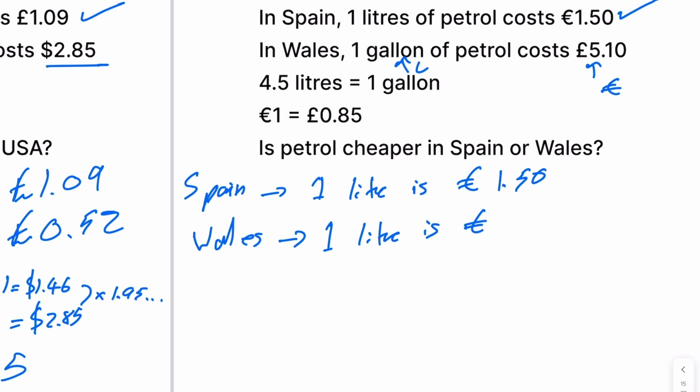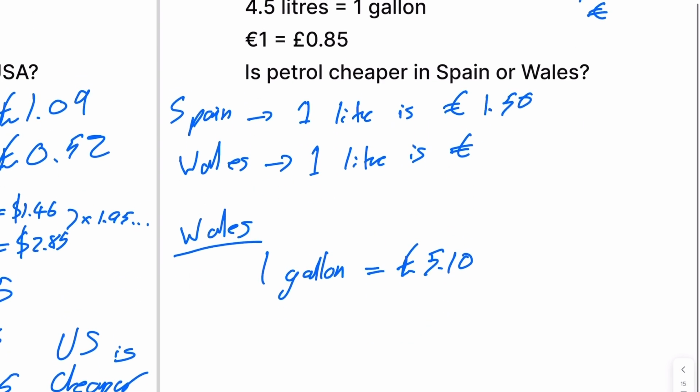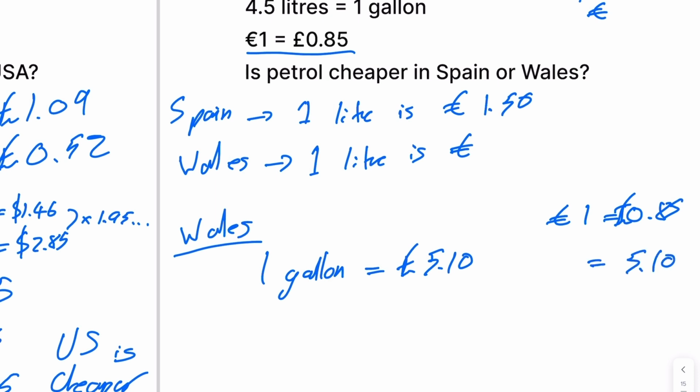So we can see that in Wales, so if I just write that here, so it's clear that I'm working out for Wales, you know that 1 gallon is equal to £5.10. Now let's convert £5.10 into euros. So if I use that conversion that I've been given there, €1 is 0.85 in terms of pounds. So I know I have got £5.10. Now how do I convert £5.10 to euros? You just do £5.10, divide that by 0.85.